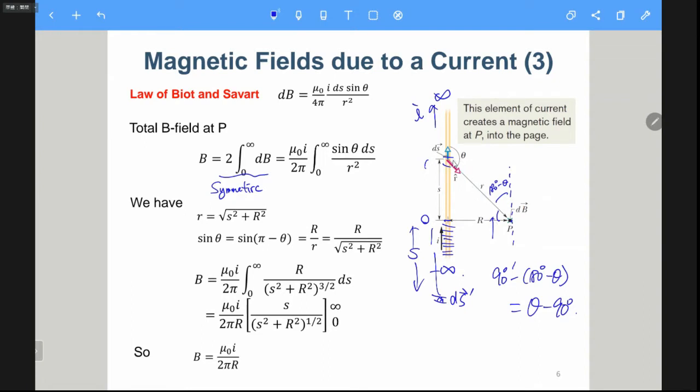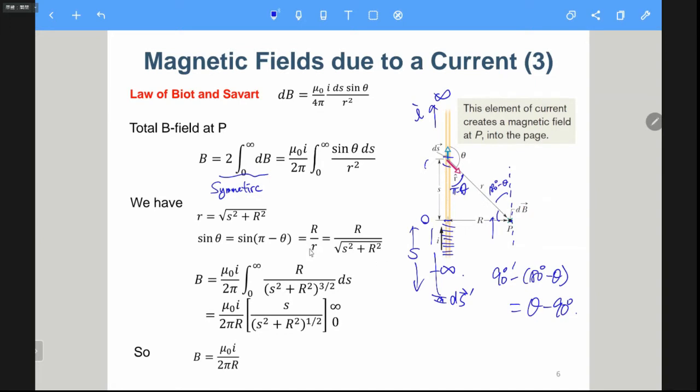Okay, so this is like this. Here, this is sine of theta. This is sine of pi minus theta, and due to the trigonometric identity, we know sine of theta equals sine of pi minus theta. So sine of pi minus theta here will be capital R over small r. Small r is the distance from the current to the point we are concerned with. So this is capital R over small r.